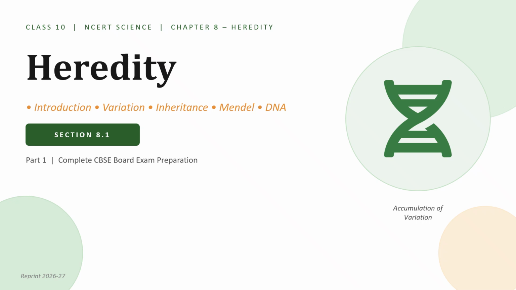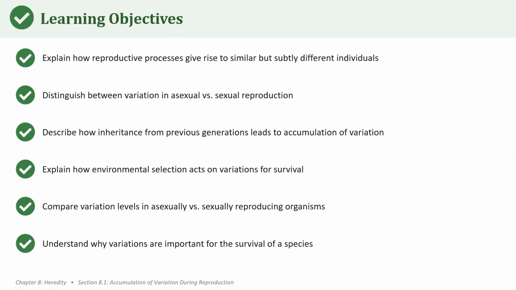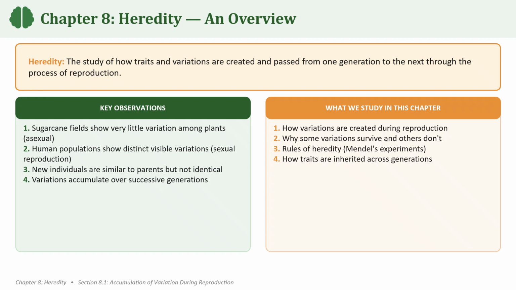Today we are going to see class 10 science chapter 8, heredity. So today we'll be learning about how reproductive processes give rise to similar but subtly different individuals, and also we are going to distinguish between variation in asexual and sexual reproduction, and we are going to compare variation levels in asexually with sexually reproducing organisms and to understand why variations are important for the survival of a species. So let's start the topic, children.